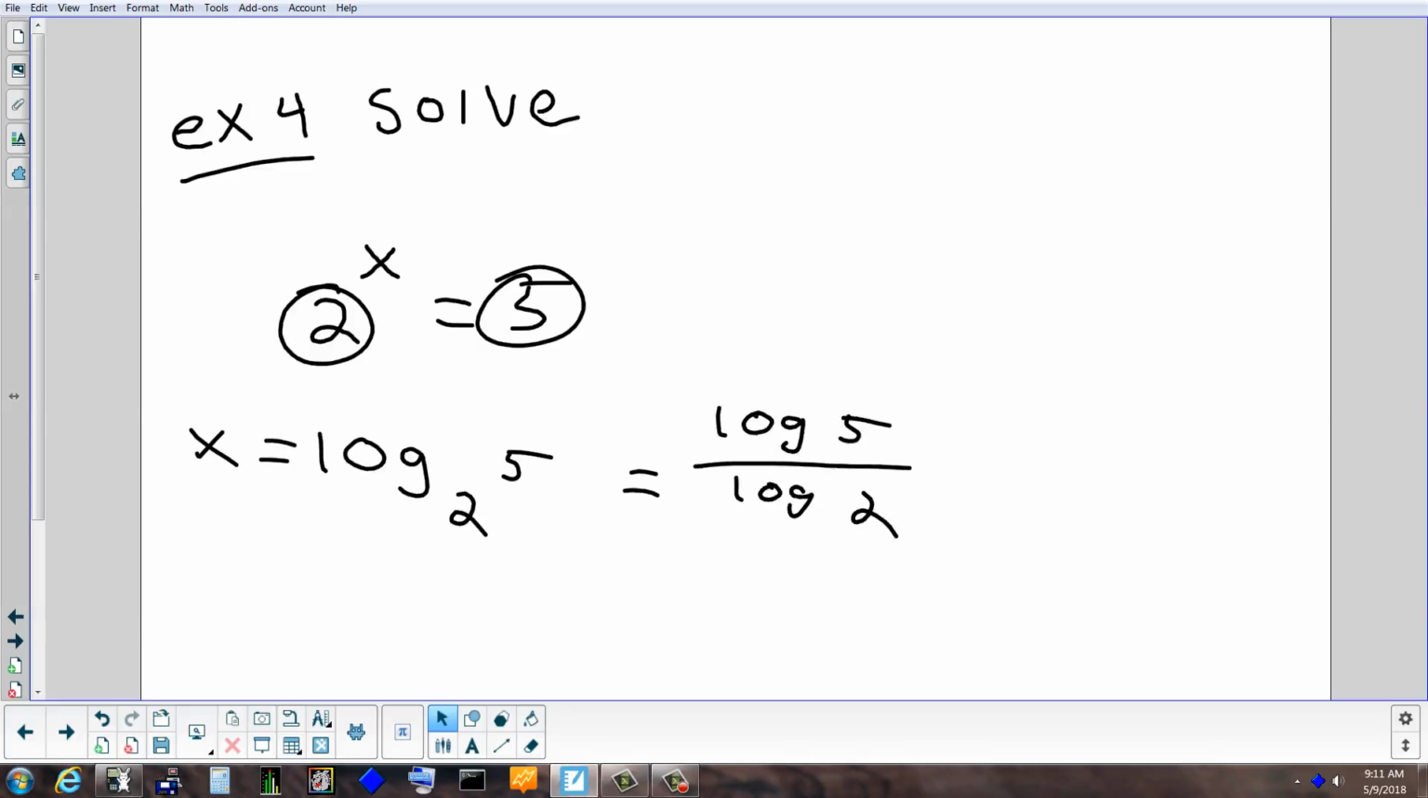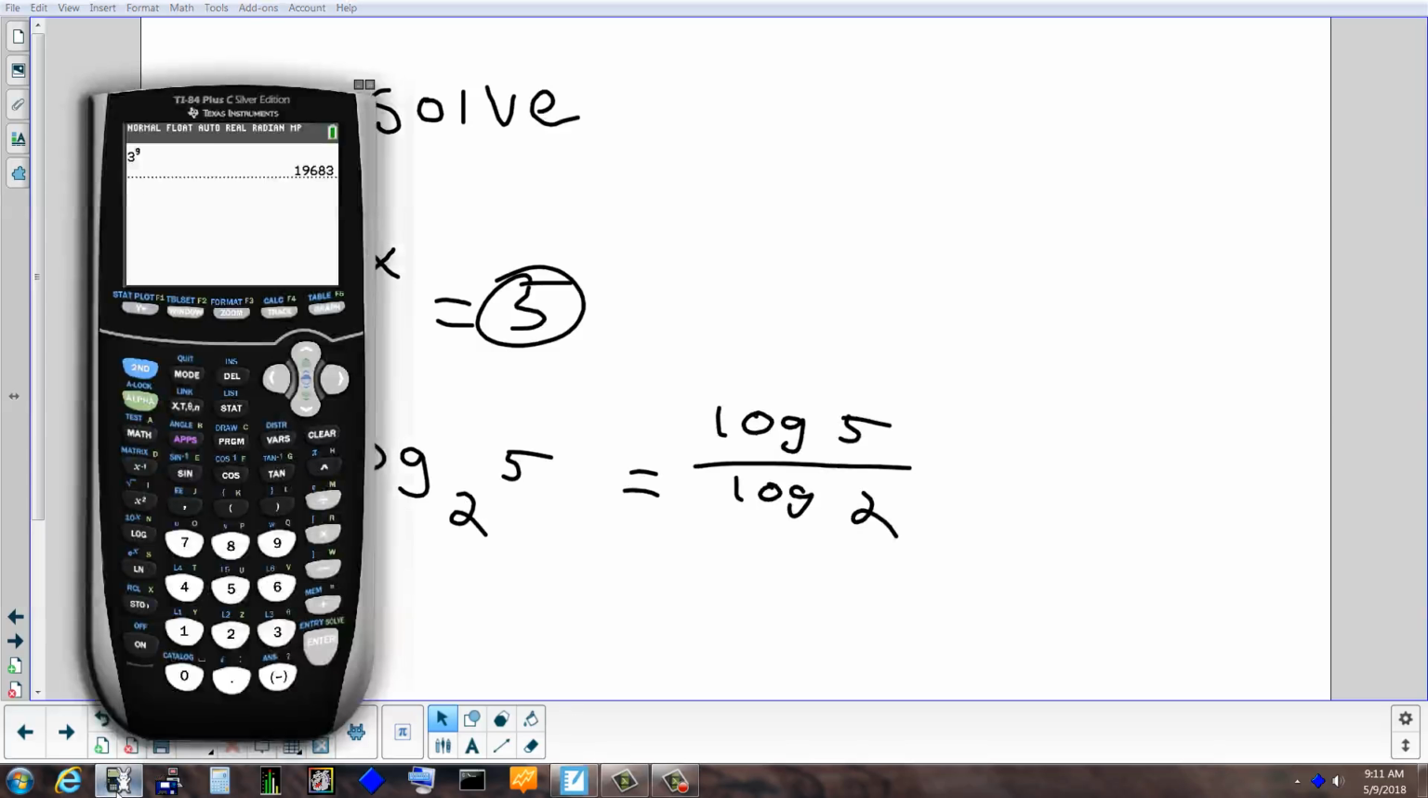You could also do ln 5 over ln 2. I showed you yesterday. That's the same thing. And now we just see what it comes out to. Log of 5 divided by log of 2.